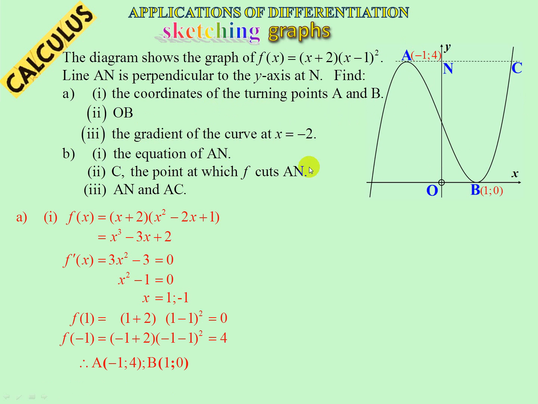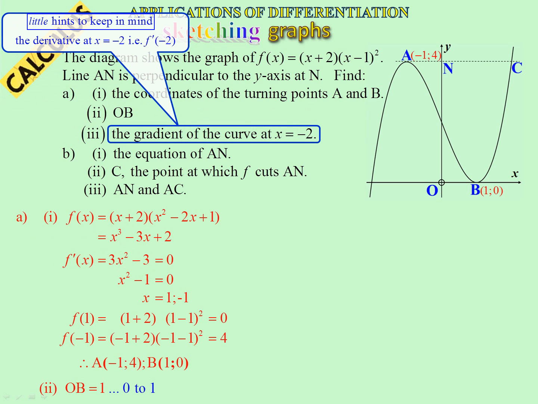Part 2. OB. Find the length of OB. Well, it's the difference between the x values of 1 and 0. Part 3. The gradient of the curve at x equals negative 2. The gradient of a curve is the derivative, or the derivative is the gradient. Derivative is the rate of change, and the gradient is the rate of change. So I'm going to substitute negative 2 into the derivative. And the gradient is 9.